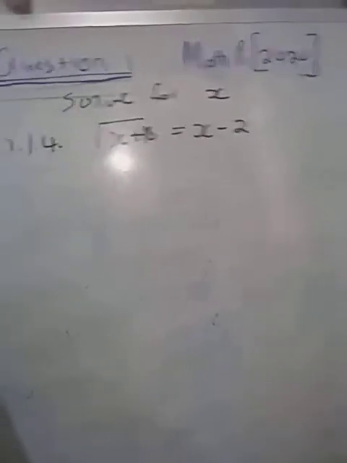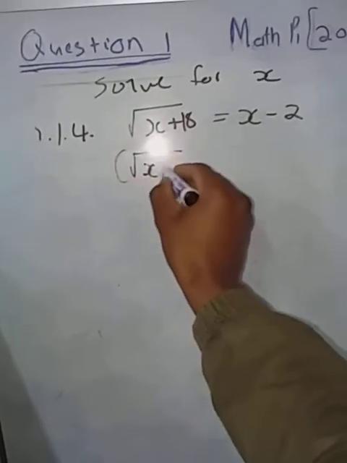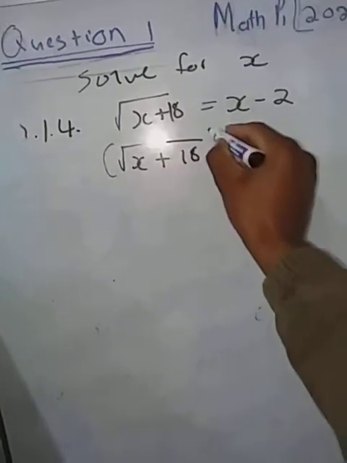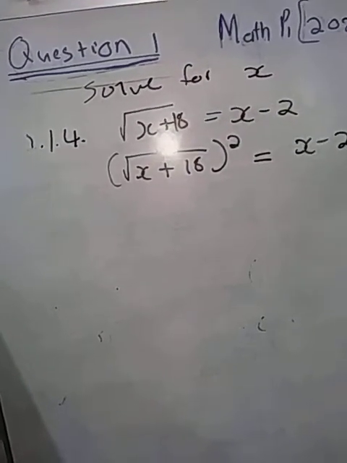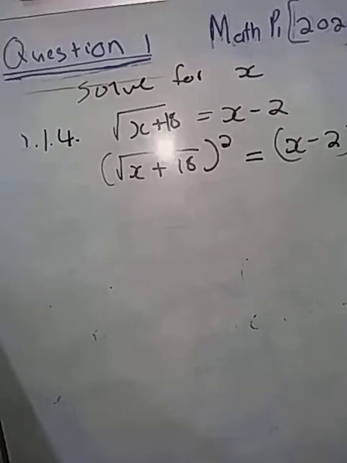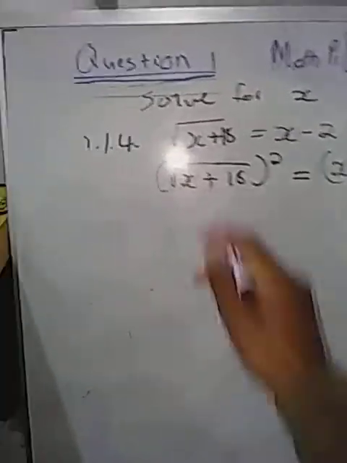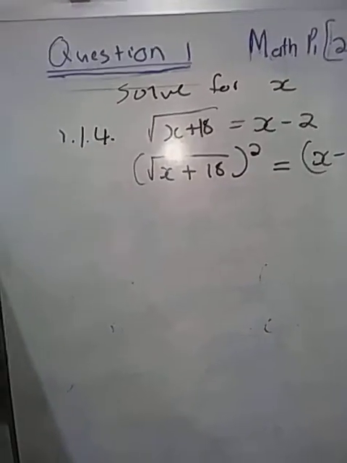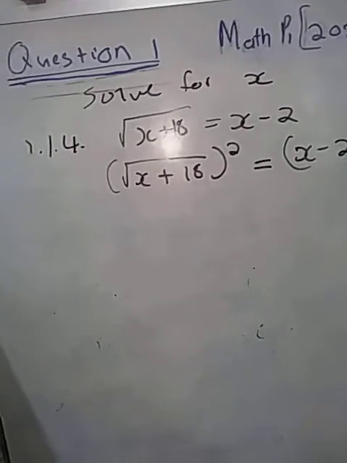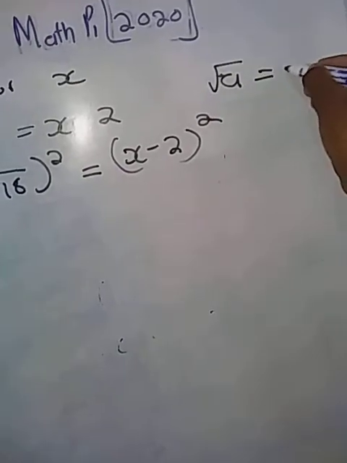So yeah, okay, the first thing that you're going to have to do is square both sides of the equation in order to remove the root on the left hand side. We are squaring both sides because we want to remove the root, and the reason we use a square to remove a root is because we know that the root of a is the same as a to the power 1 over 2.